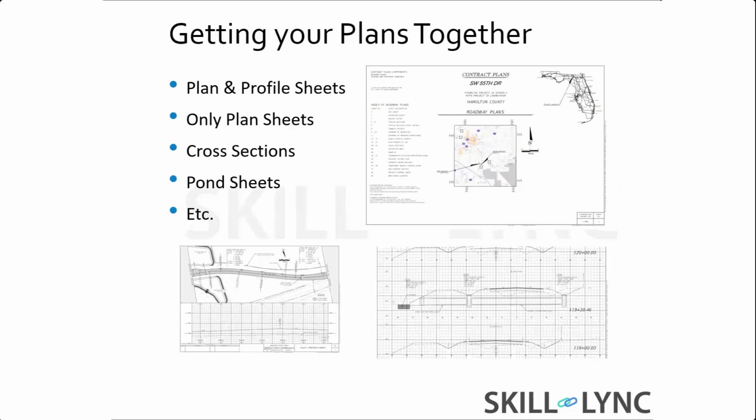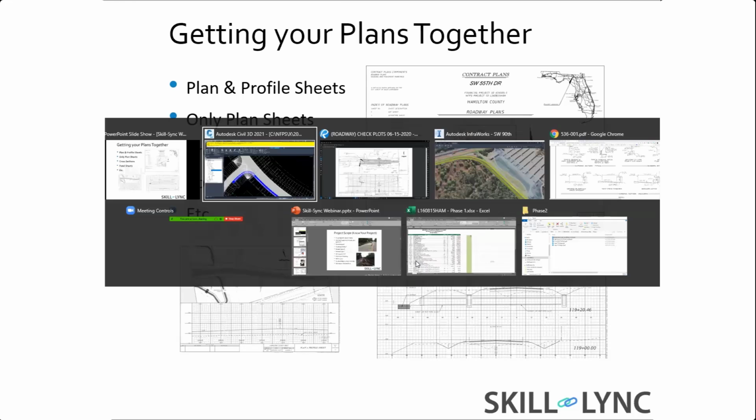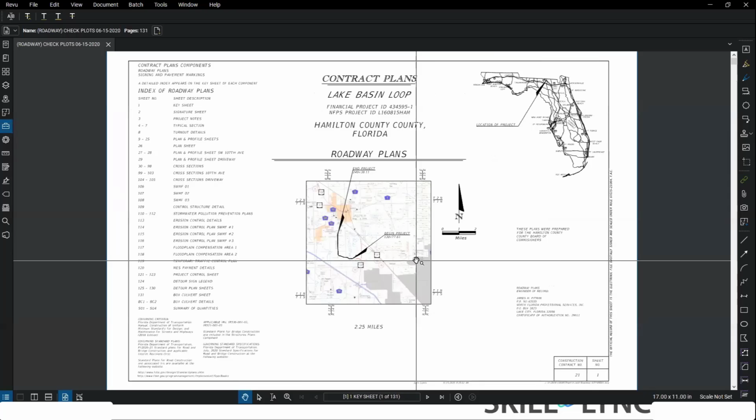Okay. All right. That said, unless you work for an agency that does that, you're going to have to get your plans together currently. Okay. What does that entail? Plan and profile sheets. Only plan sheets for something like a resurfacing project. Cross sections, pond sheets, etc. Okay. So as I briefly showed you before, let's just start from the top here.